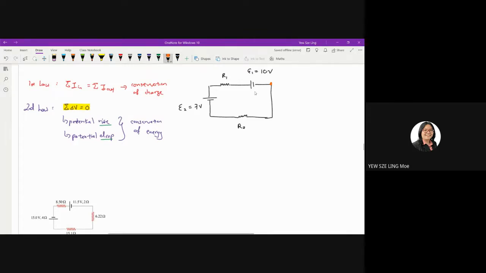You go for the one with larger EMF. 7 and 10, obviously 10 is a larger value. 10 is larger than 7. So EMF1 is larger, meaning that you're going to determine the directions of I based on the current flow through the EMF1. EMF1 is right here. So this is positive terminal, negative terminal, meaning that the directions of current is anti-clockwise. It should be anti-clockwise.